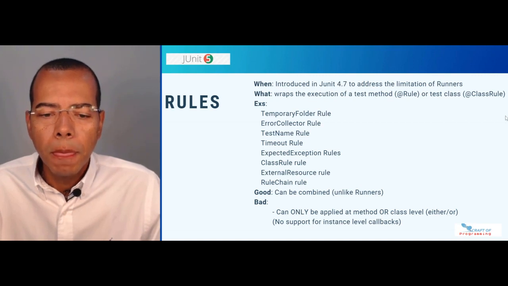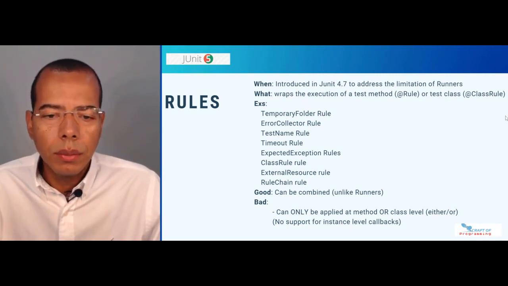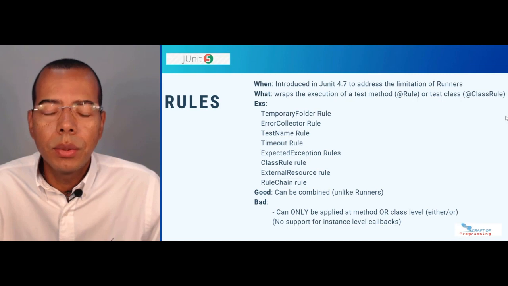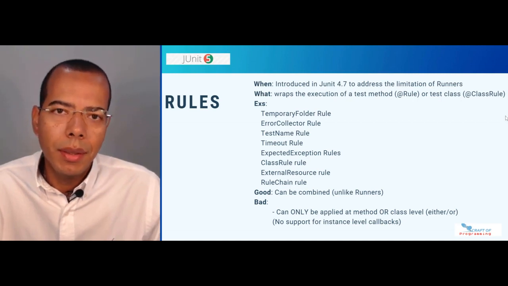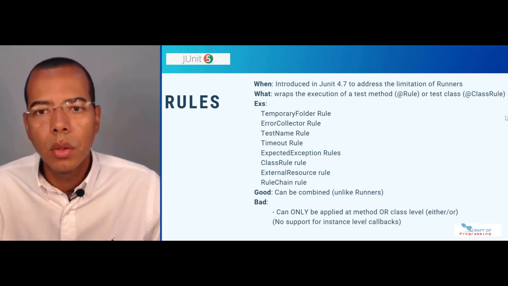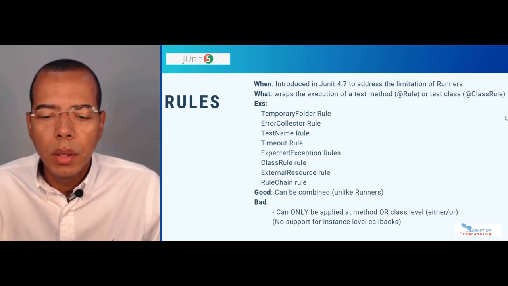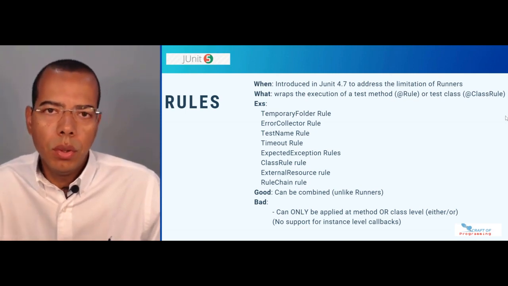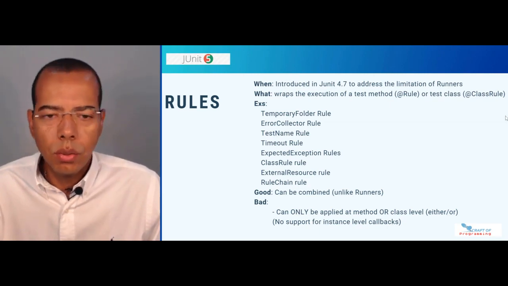Please refer to that. And one nice thing about rules is that in a single test you could combine more than one rule, unlike the runner. The shortcoming with rules, as you can see, was that you could only apply a rule at a method or at a class. So this was a shortcoming of rules. And because of this, you had these two ways to extend JUnit, via runners or rules.